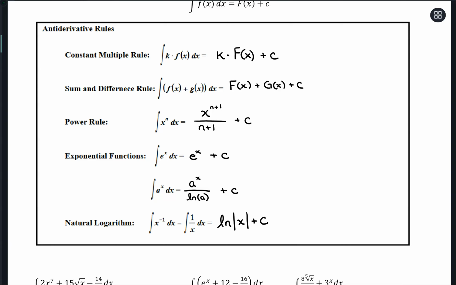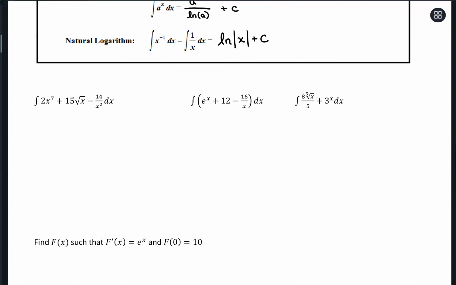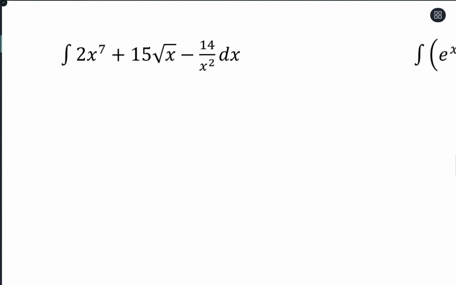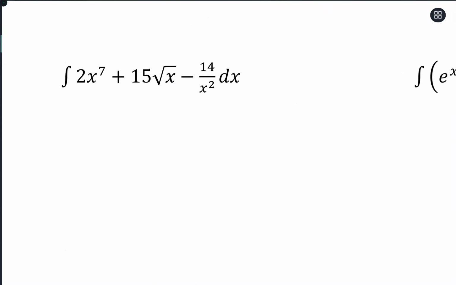So let's try this out with a few examples down here. Our first one, antiderivative of 2x to the 7th power plus 15 square root of x minus 14 over x squared dx.